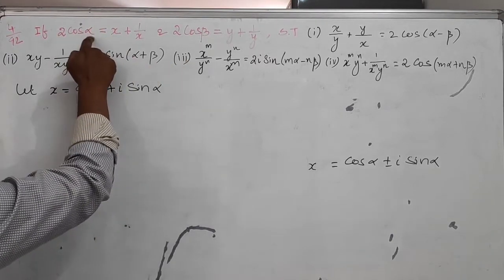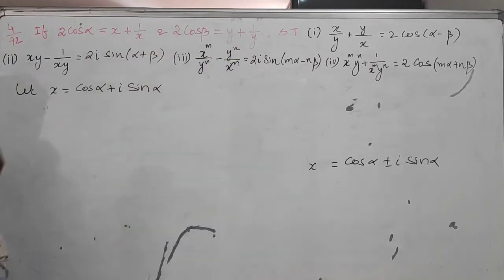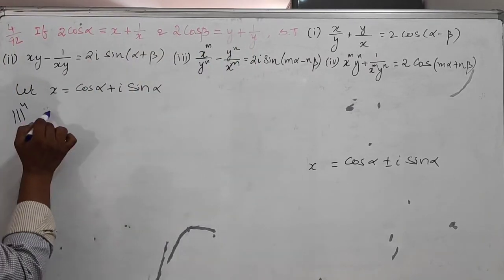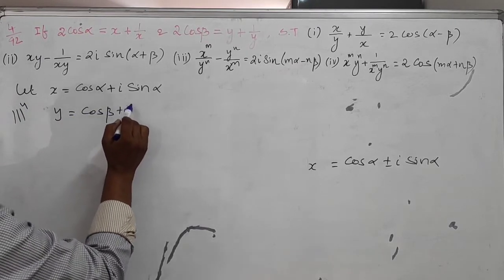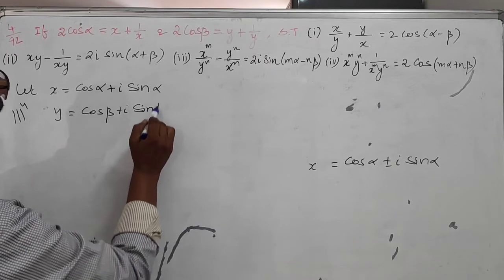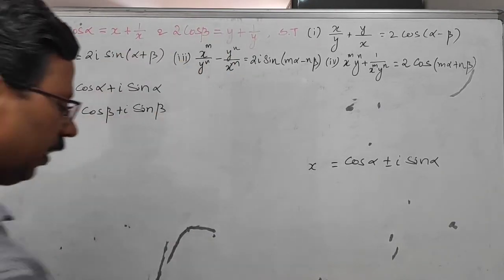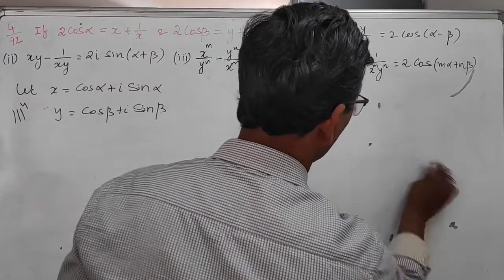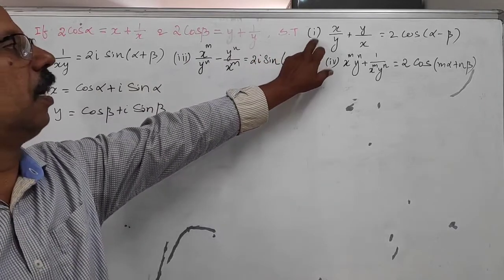Similarly, instead of alpha we have beta, and instead of x we have y. Similarly we can say y is equal to cos beta plus i sin beta. This we did not prove once again. Based on this result we can write directly. Now we got the values of x and y. Now based on these two values we can find all these four subdivisions.